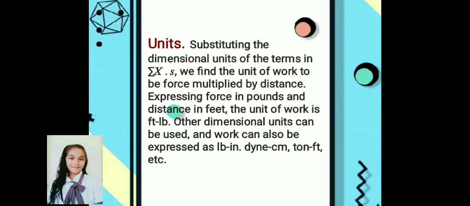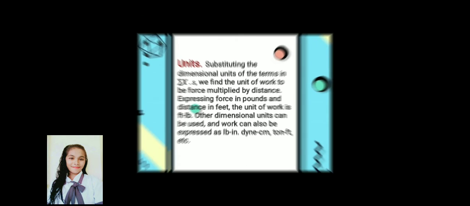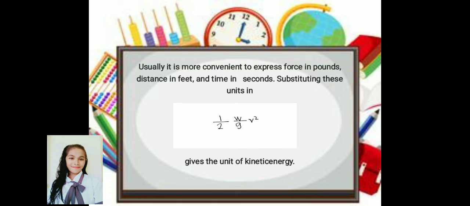Units. Substituting the dimensional units of the terms in the sum of F multiplied by s, we find the units of work to be force multiplied by distance. Expressing force in pounds and distance in feet, the unit of work is foot-pound. Other units can be used, and work can also be expressed as pound-inches, dyne-centimeter, ton-feet, and many others. Usually, it is convenient to express force in pounds, distance in feet, and time in seconds.